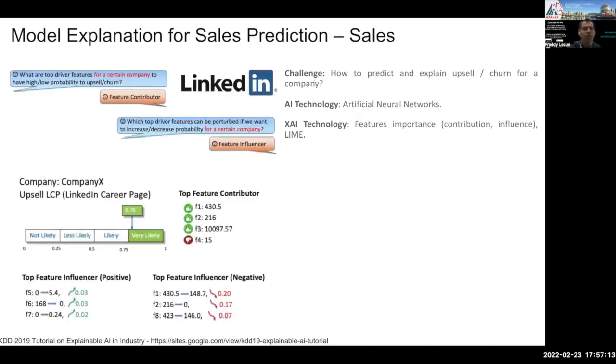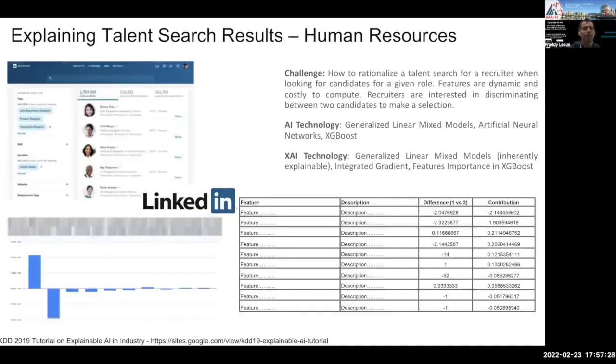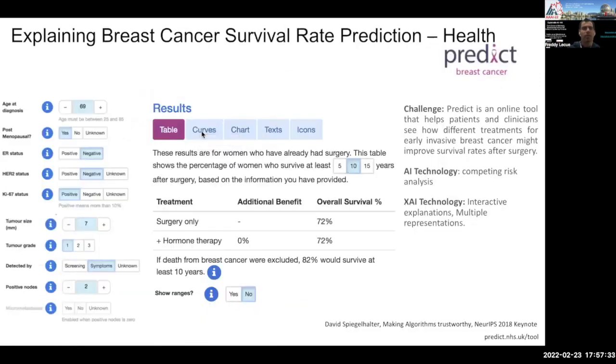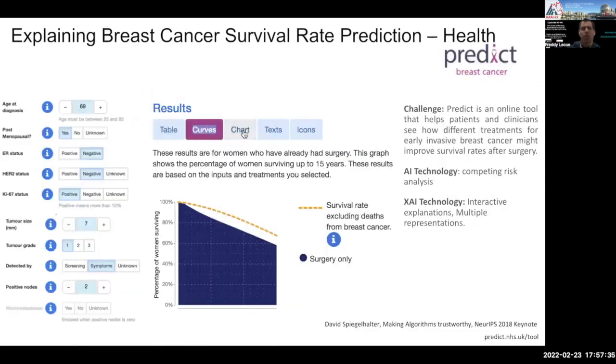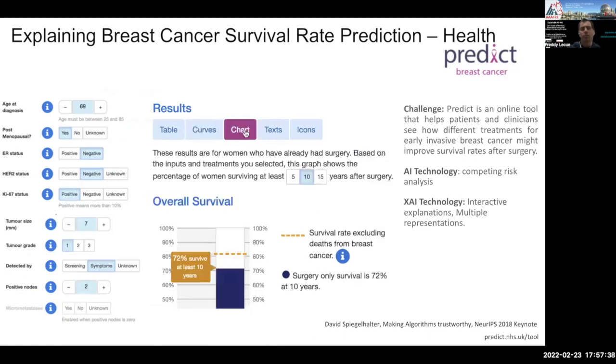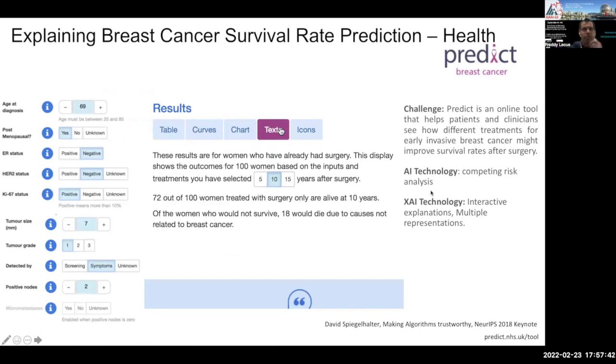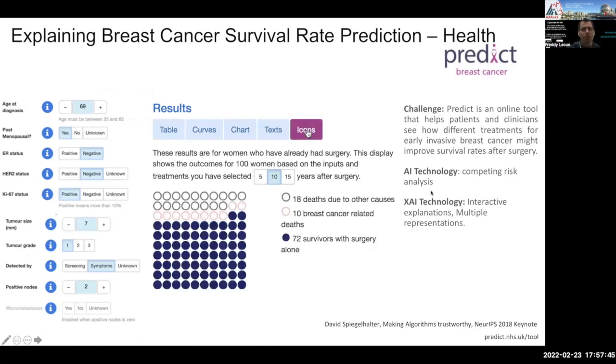Yeah, on the other techniques, sales predictions are being used. They provide companies with predictions on sales and find which features are the most important. Here they are based on contributions and feature importance, in LinkedIn talent search, human resources again, and also some work on breast cancer survival rate predictions, trying to get a sense of what the explanations might be, and you get a textual representation and a bit more further analysis.